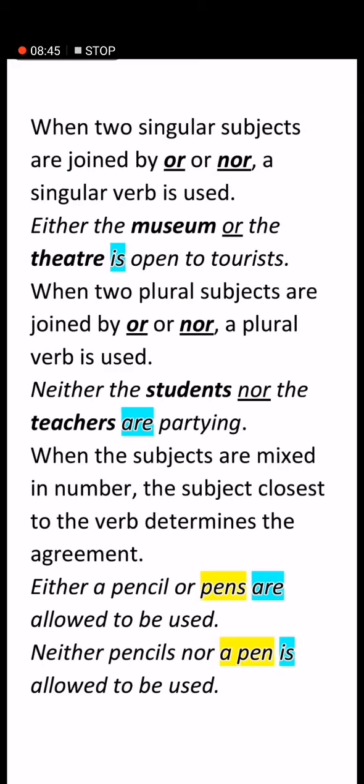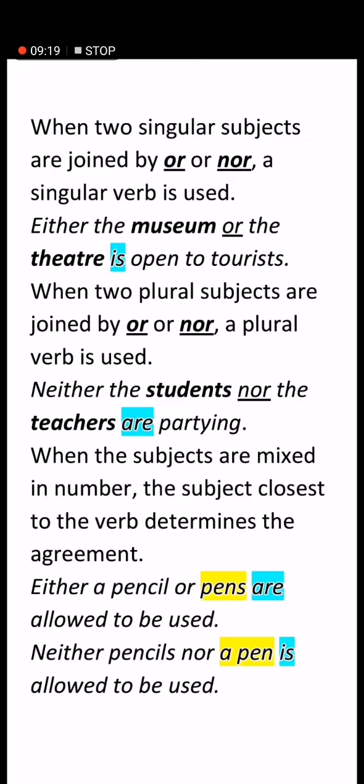When two singular subjects are joined by or or nor, a singular verb is used. Example: either the museum or the theatre is open to tourists. So we use the verb is, which is singular, because we are using or. Either the museum, singular, or the theatre, singular, so we should use a singular verb.